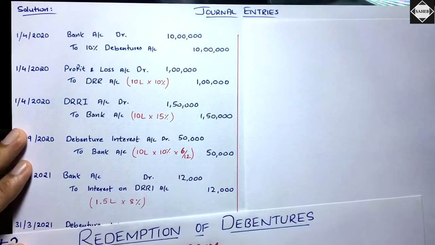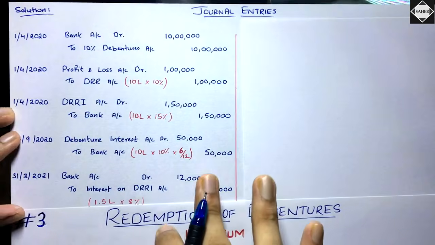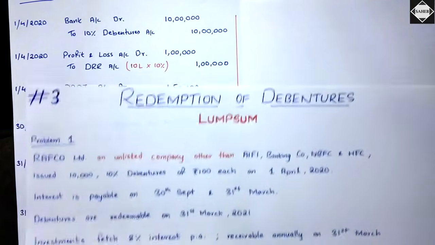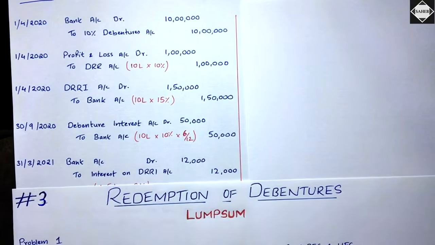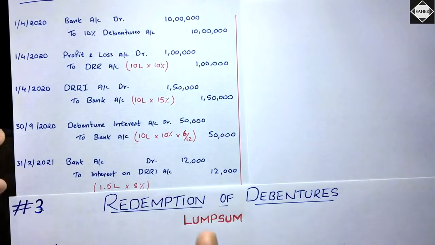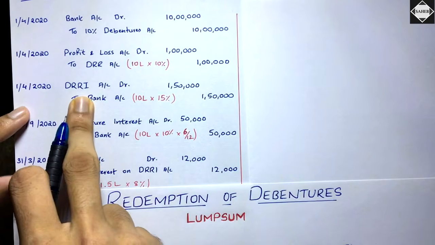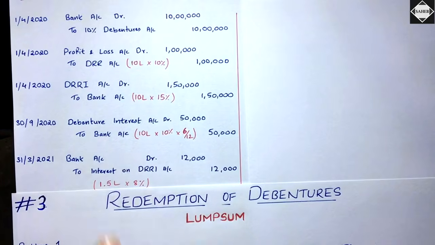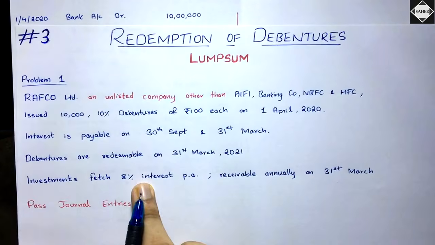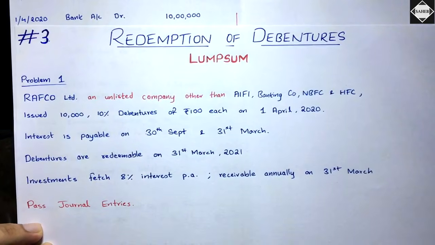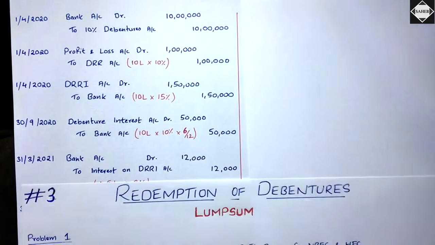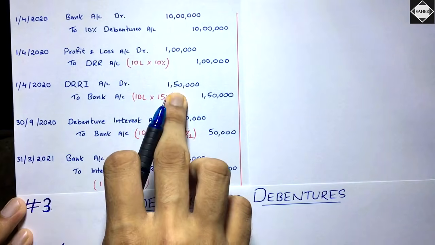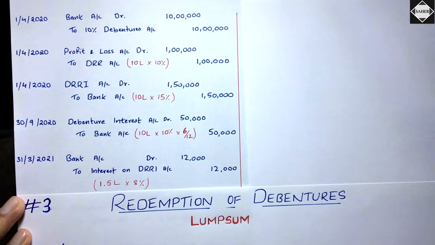Right. Then what will happen? See here, then 31st March comes, because there is no other event that is happening till 31st March. So on 31st March now what will happen? We will receive the interest on our DRI. We have DRI, isn't it? So on this DRI we are going to receive the interest, and in the question it is given 8% interest we are going to receive annually, right? So you will receive the interest on the face value of that investment. DRI account, how much is that? 1,50,000. So on that you are going to receive 8%.